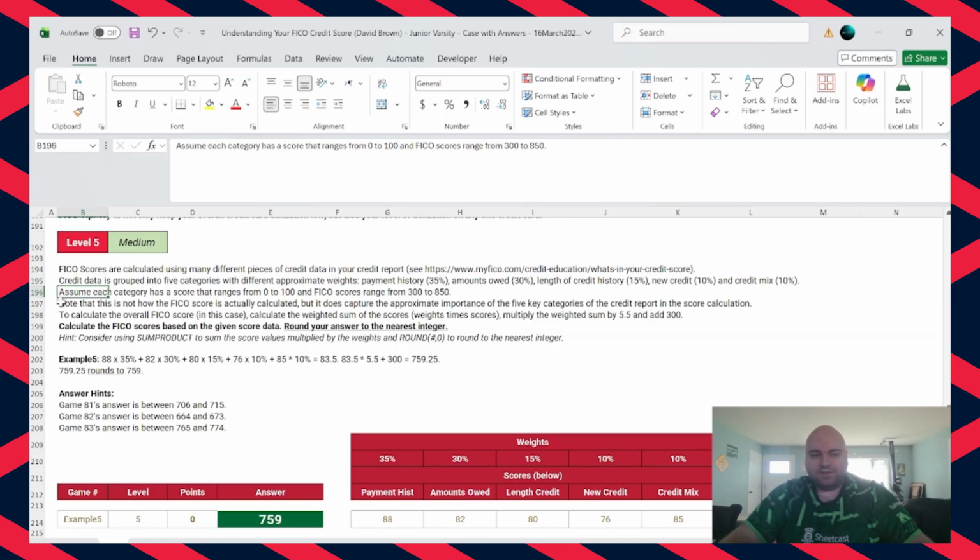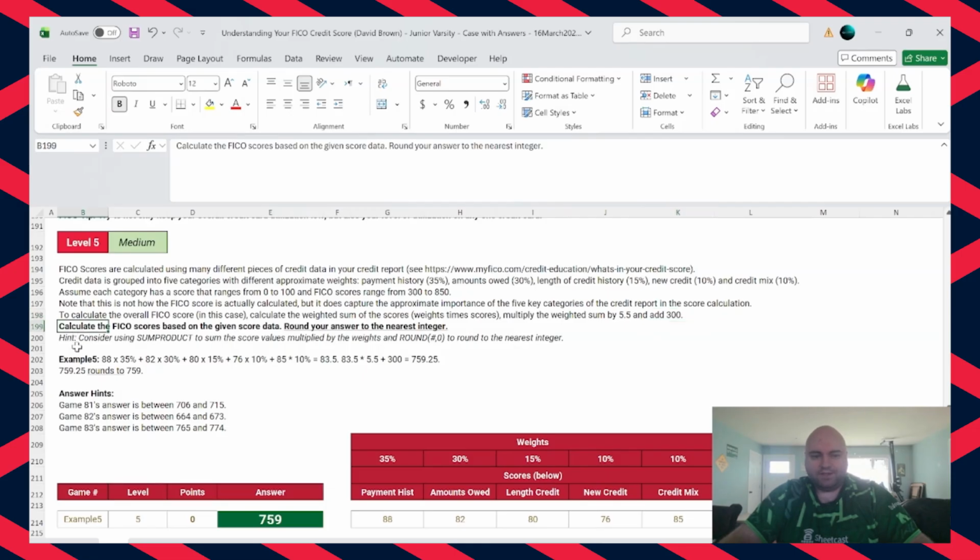Assume that each category has a score that ranges from 0 to 100. FICO scores range from 300 to 850. Note that this is not how FICO scores are actually calculated, but we're just doing an approximation here for this case. To calculate the overall FICO score, calculate the weighted sum of the scores, multiply the weighted sum by 5.5, and add 300. So the idea is we get the weighted sum multiplied by 5.5 and then add 300. What this means is the minimum score that we can get is 300.